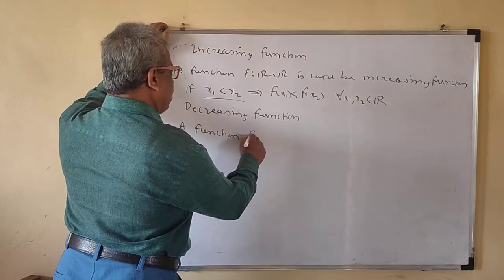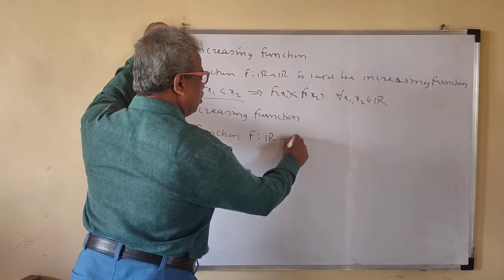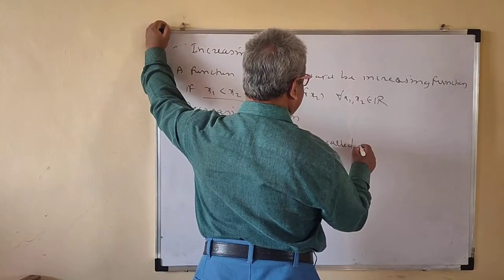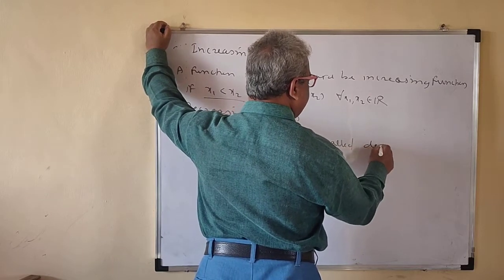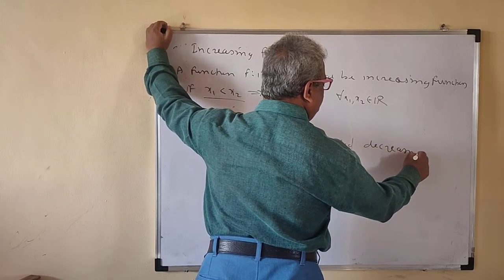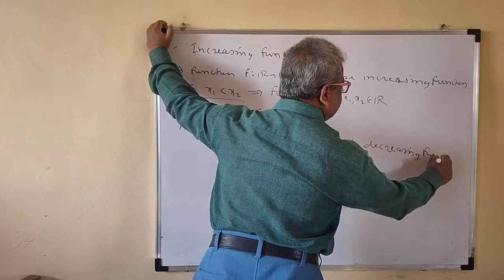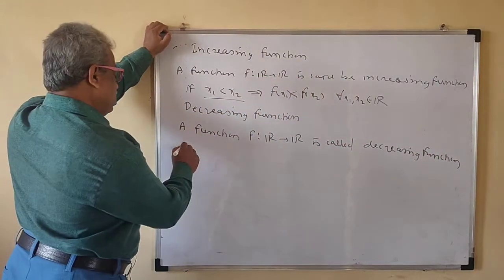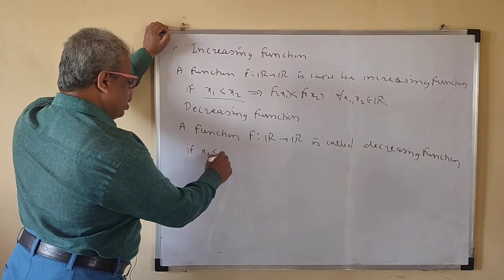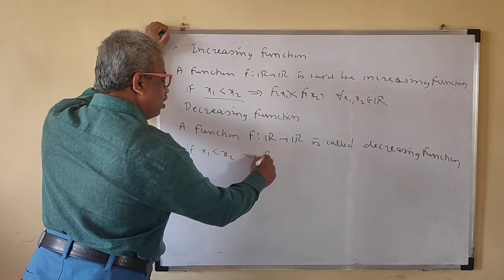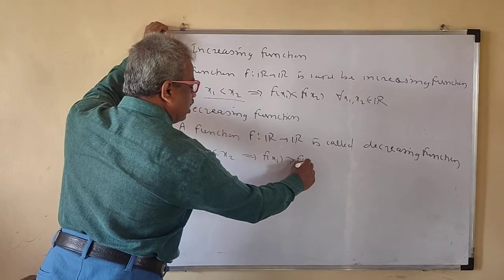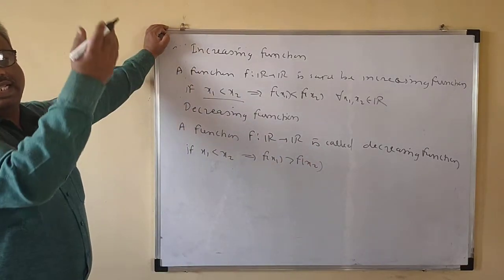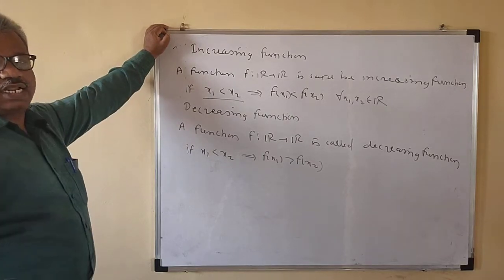A function f from R to R is called a decreasing function if x1 less than x2 implies that f of x1 is greater than f of x2. That means the values of x are increasing, but the values of the function are decreasing.